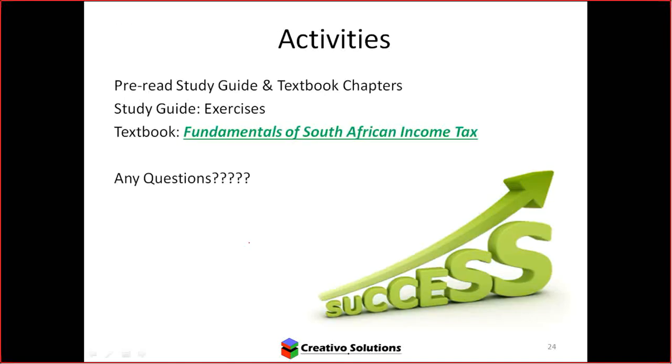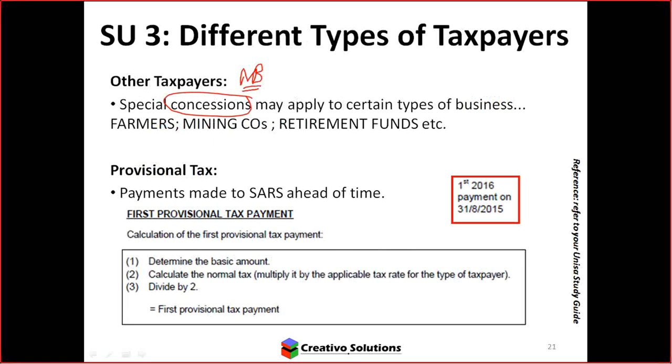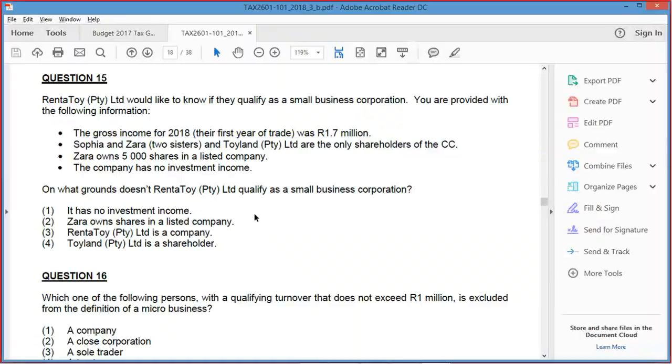Okay, and there's the end of the theory. Great. So now we've wrapped up that. What I want to do now is just show you the application regarding these payments, these first and second provisional tax payments, based on what we covered last week in the assignment.